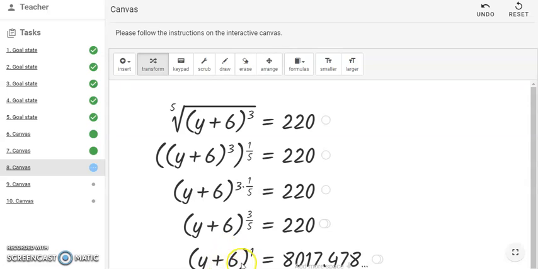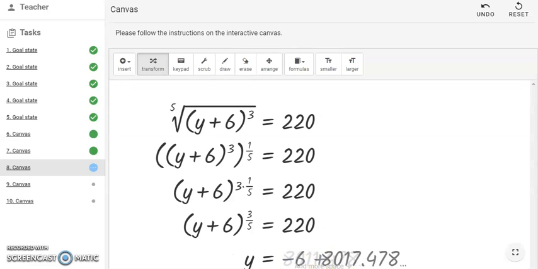Now we still have this plus 6, so if I click on the parenthesis, the exponent of 1 will go away because something to the first power is going to be whatever's in the parenthesis. And then the final step here is that we need to get the y by itself, so we're going to subtract 6 from both sides. And the final answer here is approximately 8,011.7478.